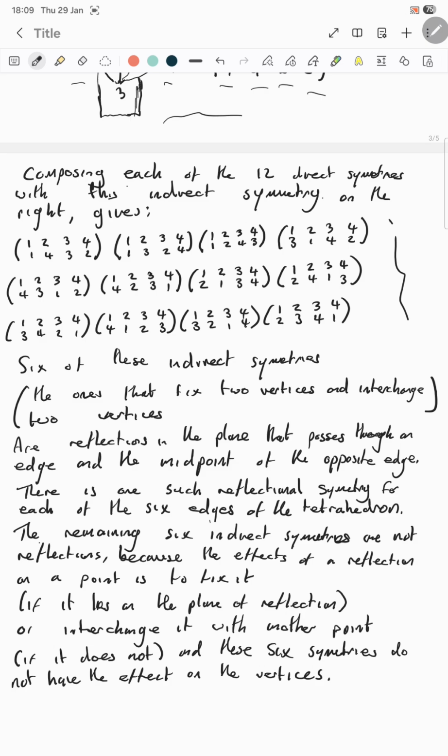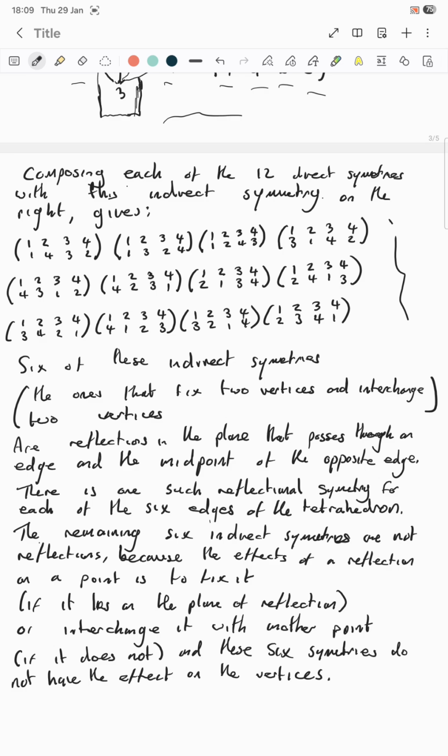6 of the indirect symmetries, the ones that fix 2 vertices and interchange 2 vertices, are reflections in the plane that passes through an edge and the midpoint of the opposite edge. There is one such reflectional symmetry for each of the 6 edges of the tetrahedron.